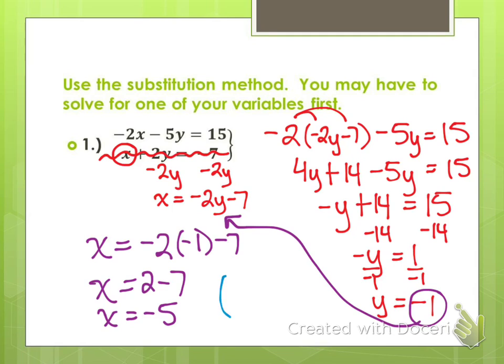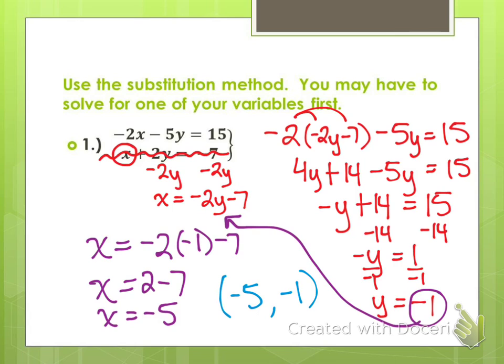Tariana? Jamal, what do you think? Why does -5 go first? Because it's x. So I don't care which one you solve for first. The x always has to get written first.